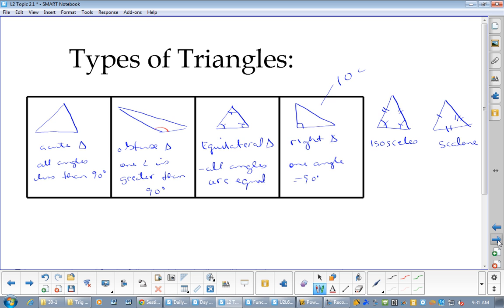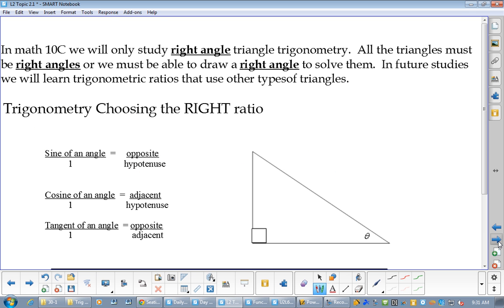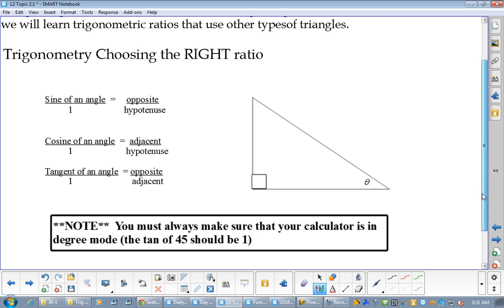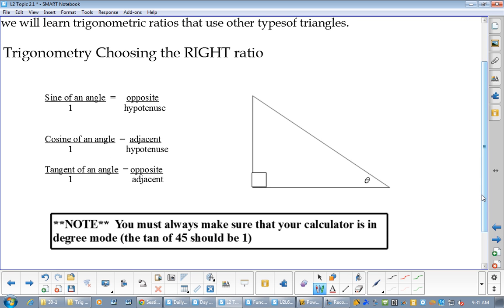Now, the next thing that I'm going to show you, everyone get that down, is definitely super important, okay? So we're only going to study right angle triangles. All triangles must be right angles, or you must be able to draw right angles to solve them. In future studies, you'll learn different types of triangles. Now, the first thing that I want to talk about is naming our sides.